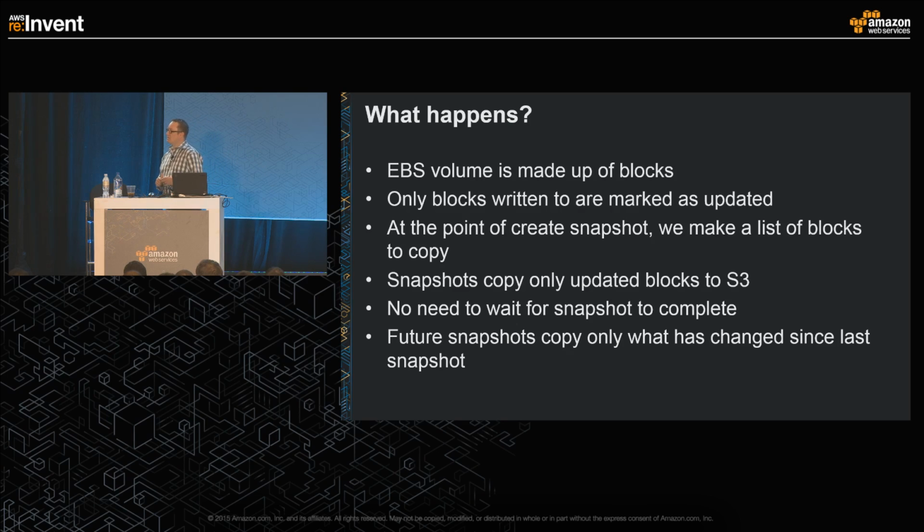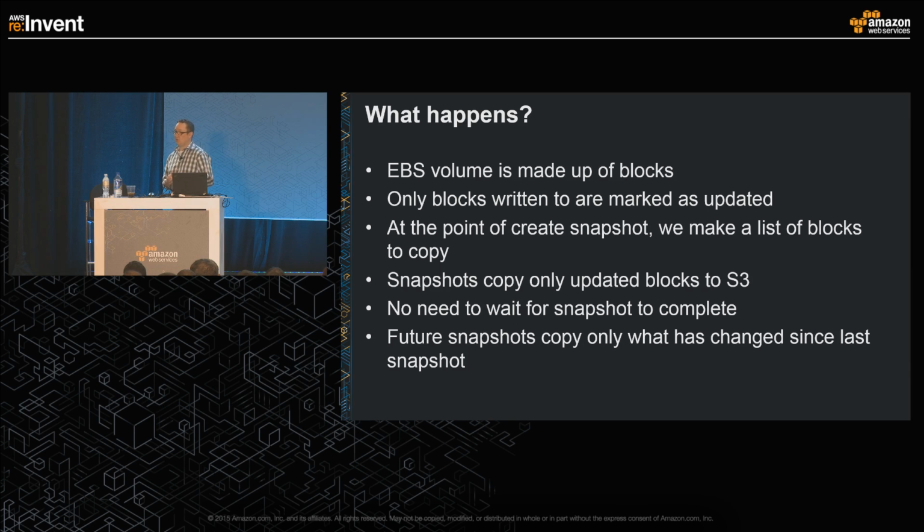So I wanted to take a moment and explain what happens when we make an EBS snapshot. It's not really black magic. It's just worthwhile understanding how we do this. So an EBS volume, because block storage is made up of blocks, only blocks written to are marked as updated. So we keep track of a volume and we go, hey, you wrote to this block, you wrote to this block. We keep track of that. That's part of the EBS service. That enables us to also not back up blocks that haven't been written to. At the point of snapshot, we make a list of all of the blocks to copy to S3 or to back up to S3. That's the first thing we do.